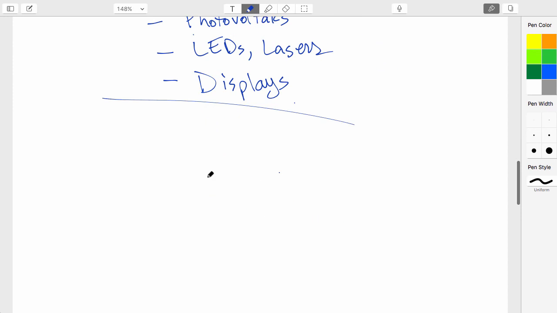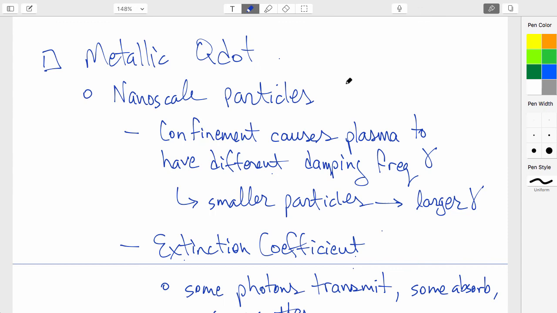Now, there's a second kind of quantum dot that is very important, and that is the metallic quantum dot. Now, I'd like to talk about metallic quantum dots. These are, of course, just nanoscale particles made of a metallic set of atoms. And in this case, confinement causes the plasma to have different damping frequencies, gamma. So that's what we were just talking about in the recent lecture.